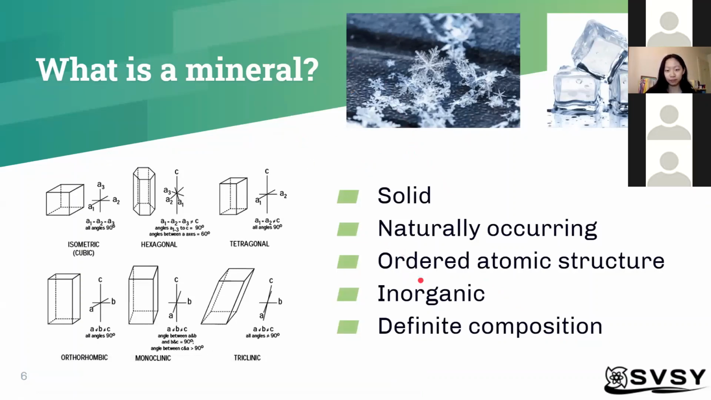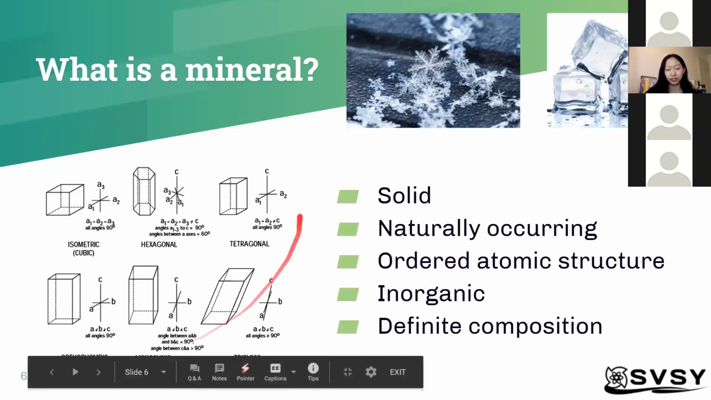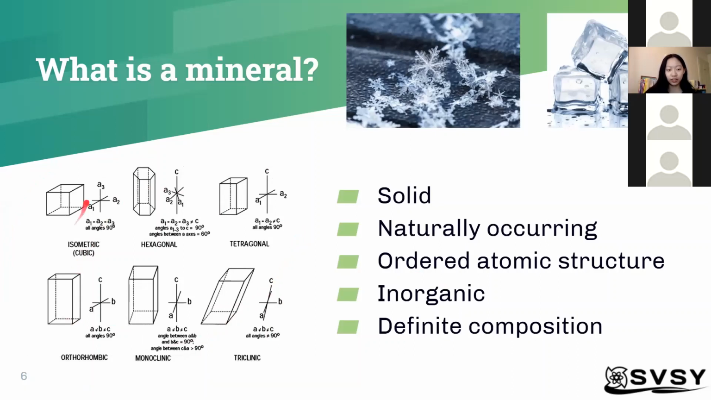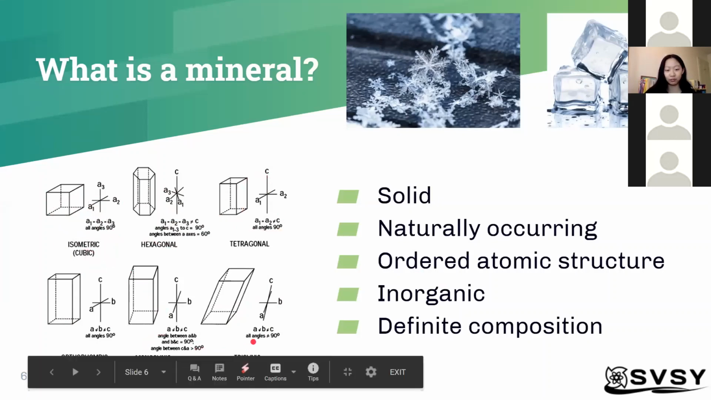And for ordered atomic structure, I put some crystal systems here. They're just ways to differentiate different types of crystals. These little lines connect the faces of the crystal. And then there's also definitions for the angles and which category this would belong in. So I'll talk about this a little more in the next slide too.